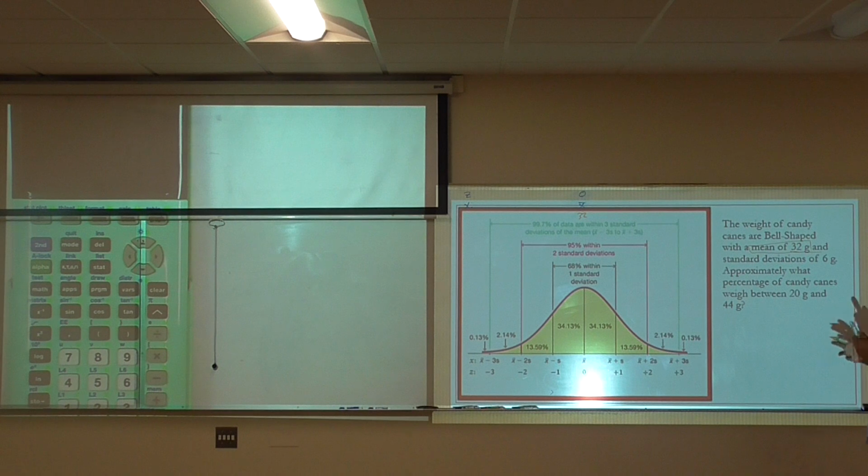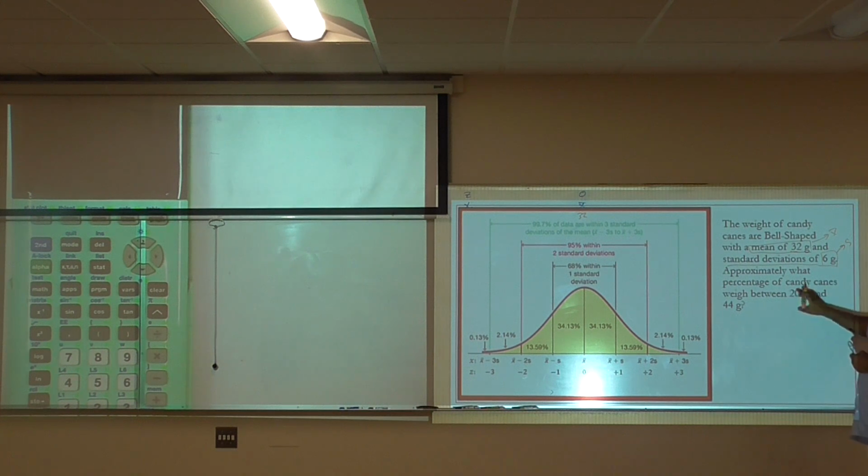We don't know if it's a sample, but typically we can't get everything, so we're looking at a sample. So we're probably looking at this x bar. And on the bottom, our standard deviation happens to be 6 grams. If we use a sample, we use S. Our job is to approximate what percentage of candy canes weigh between 20 grams and 44 grams.